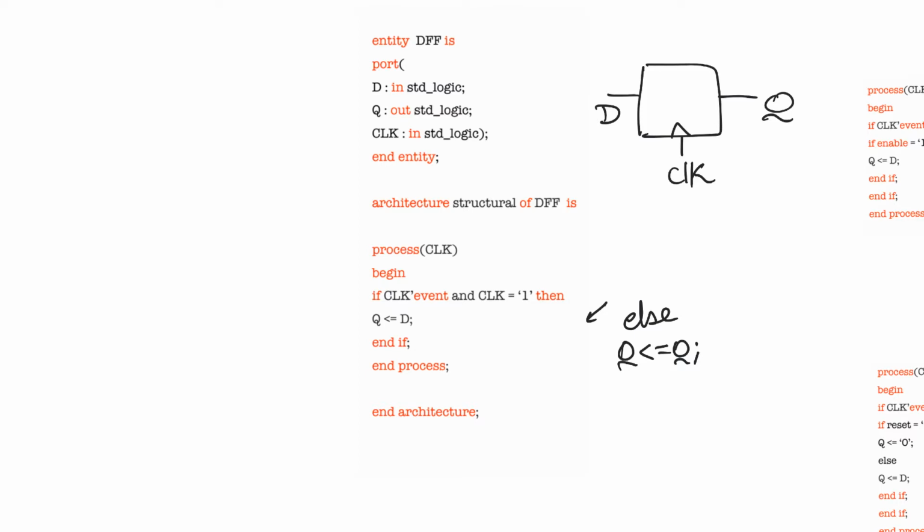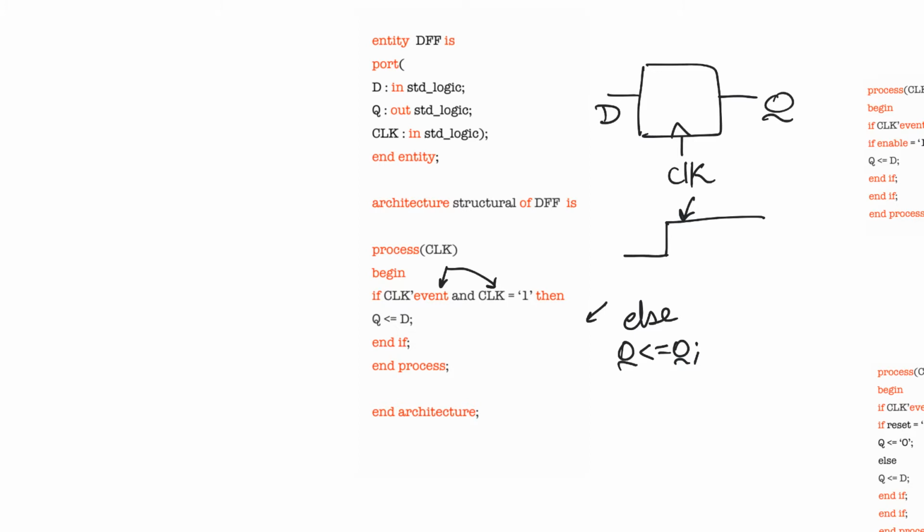But let's just consider the condition here. The condition consists of two parts, both of which have to be true for the condition to be true. One of them is clock equal to one, which is something we fully understand. The other involves the use of an attribute. So this is a predefined attribute called the event attribute.